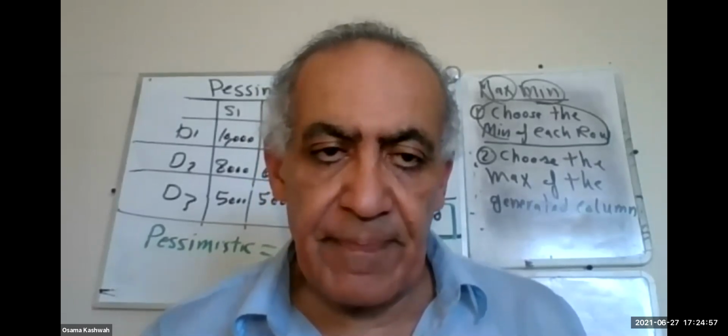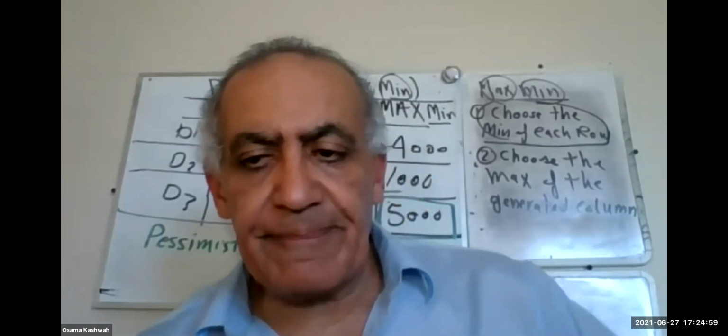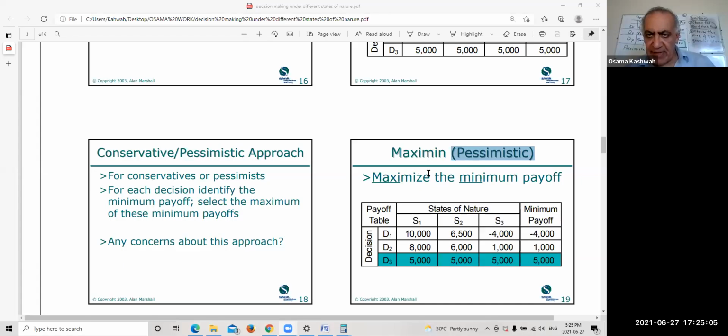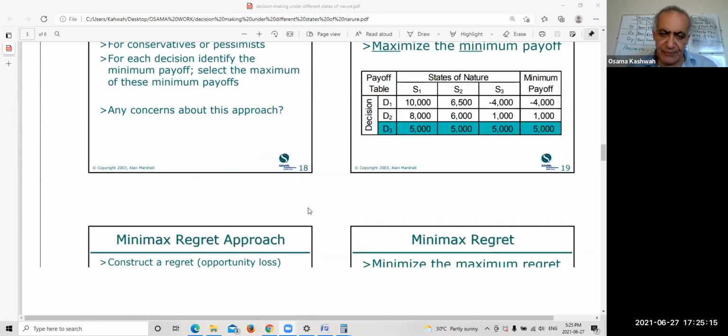You can see here the max of the min highlighted in blue, because after we choose the minimum of every row, we choose the maximum, which is 5,000.